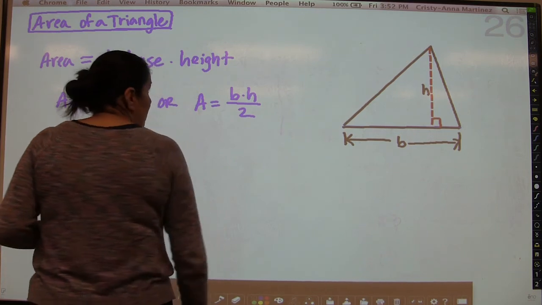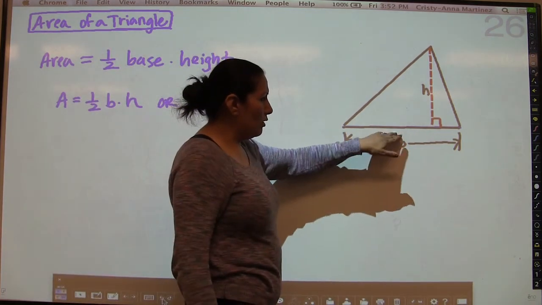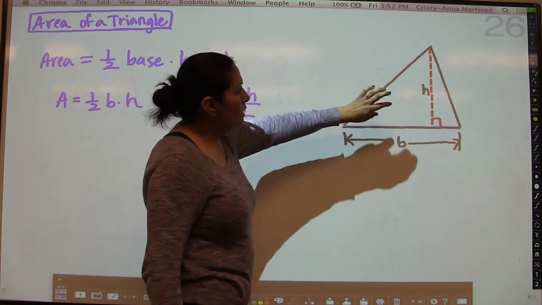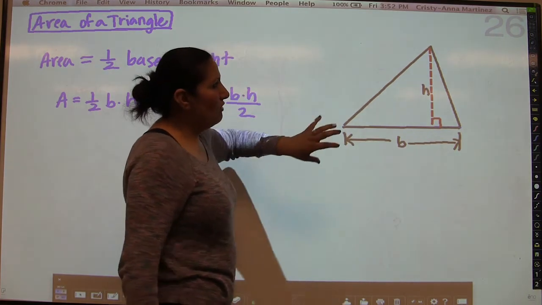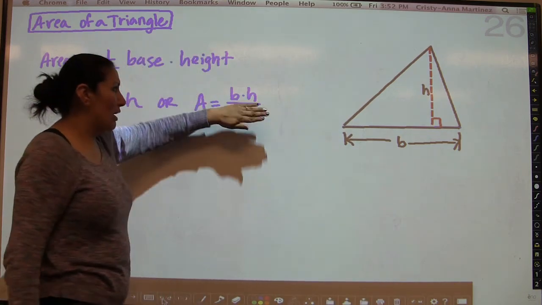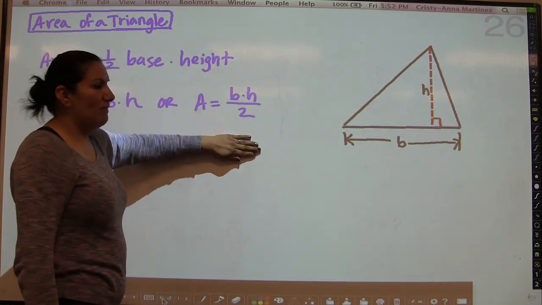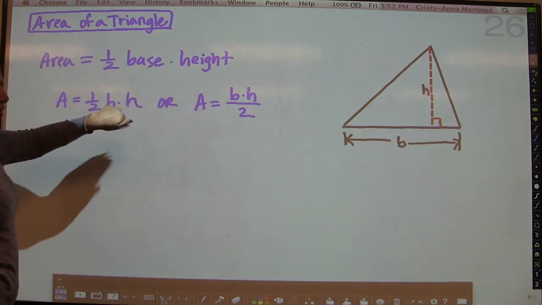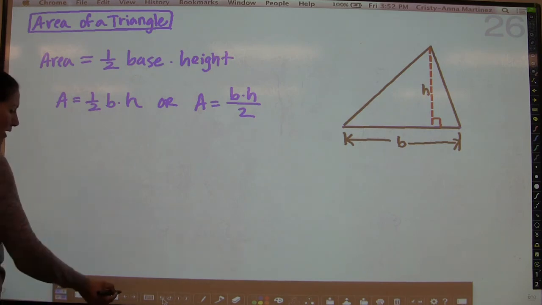But basically the idea is that you can take this triangle and flip it, and then you would have a parallelogram that would be two triangles. And if you only want the area of one of those triangles, then you would take the area of the entire parallelogram, which is base times height, and divide it by 2, which is the exact same thing as 1/2 base times height, either way that you look at it. All right, so that's the area of a triangle.